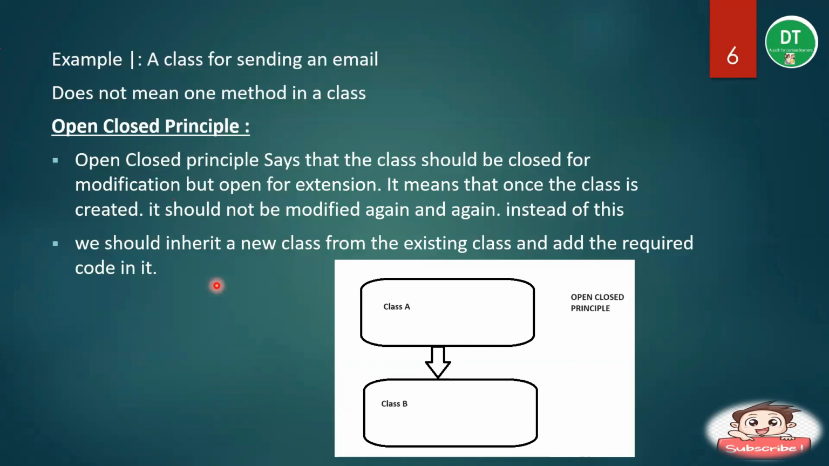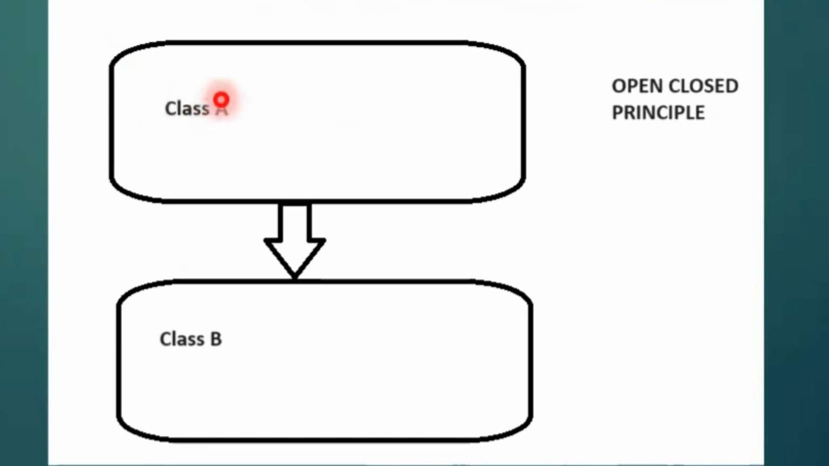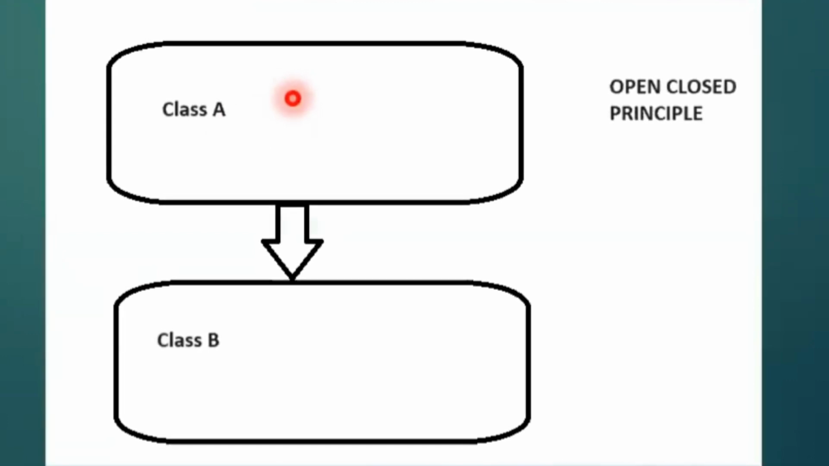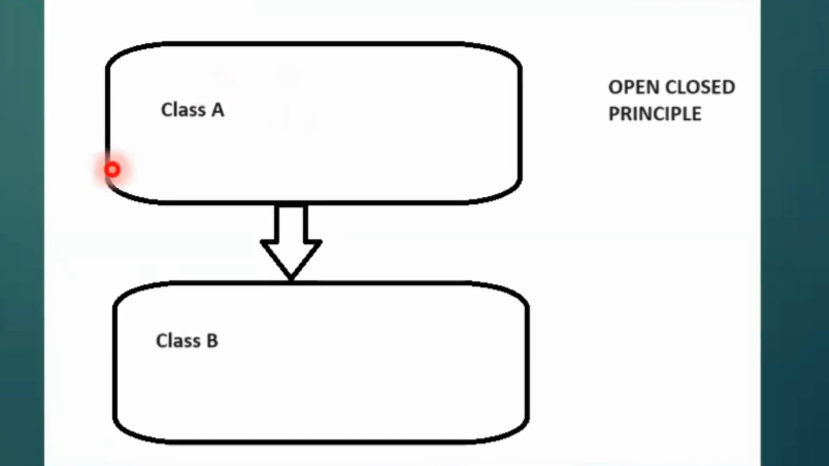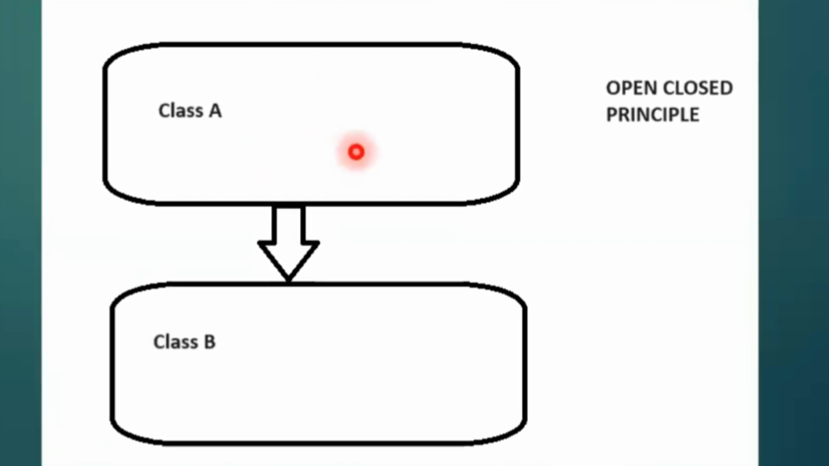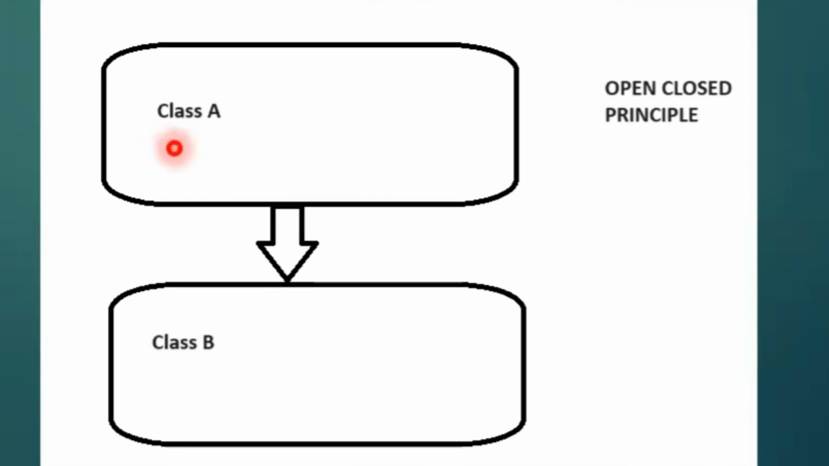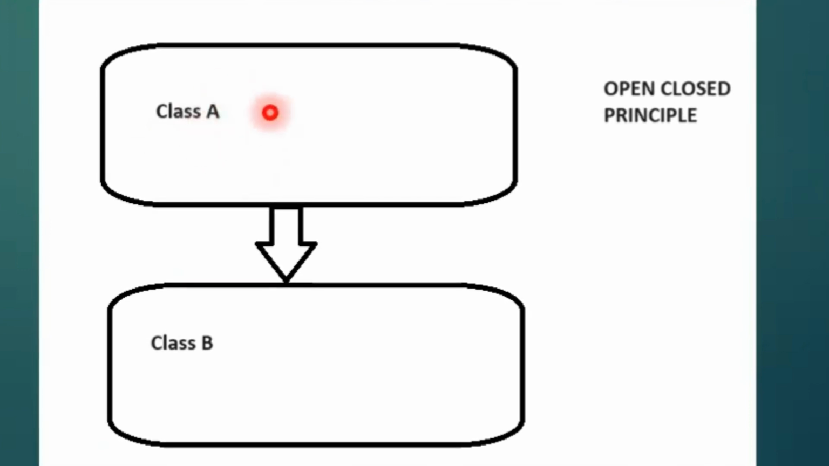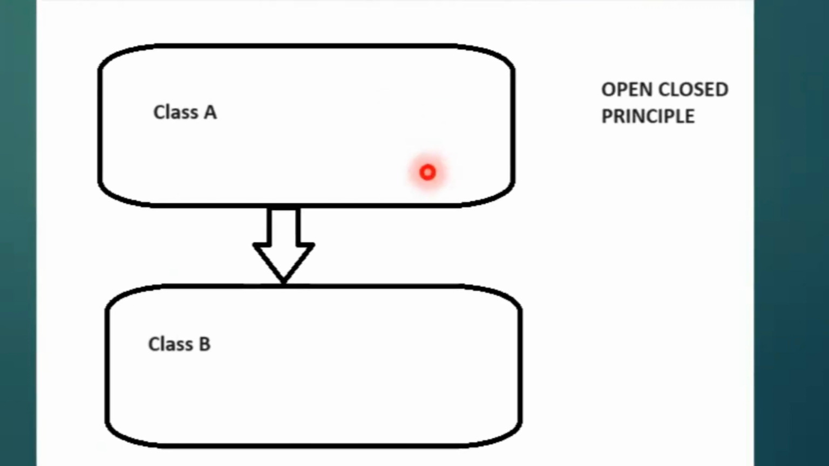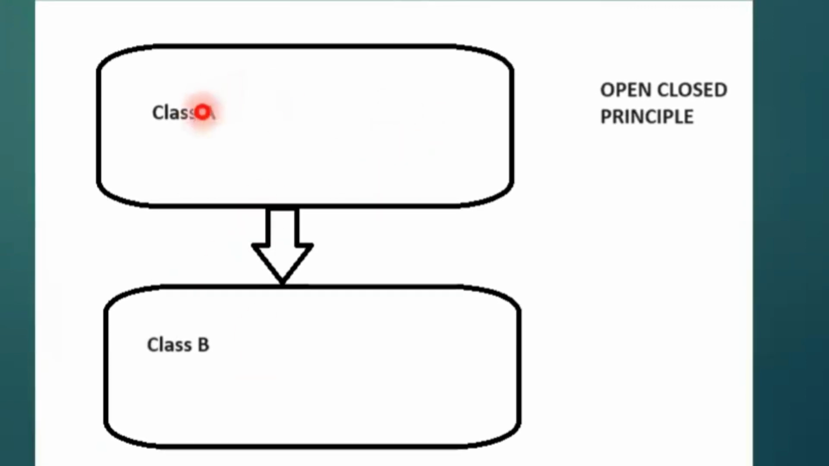The open close principle is saying that suppose I'm having a class A and I have added all the functionality related code in it, and the class is tested and working fine in the application. Suppose in future new changes come, and the changes are related to class A. The open close principle says that the class should not be modified. Instead, we can inherit a new class from this class A.